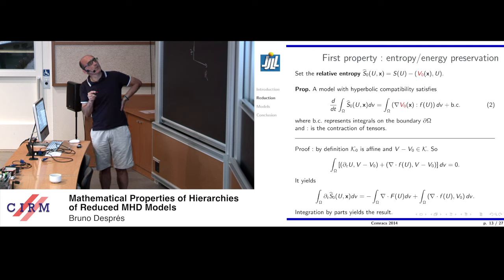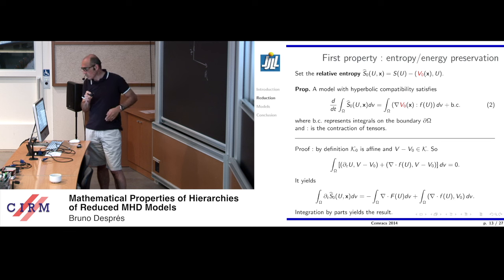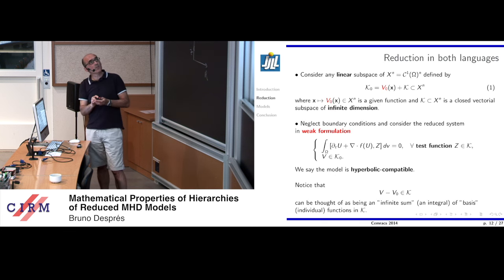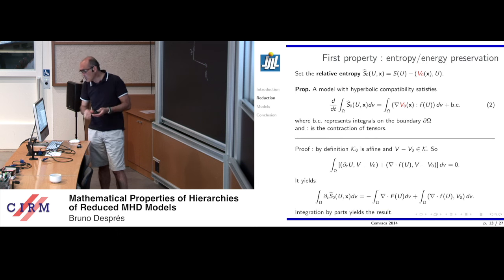Excuse me, I do it the opposite way. Z is any test function, so I can take Z equal to V minus V naught. So this is dt of S, and this is dt of this. That's good, this one is exactly that.